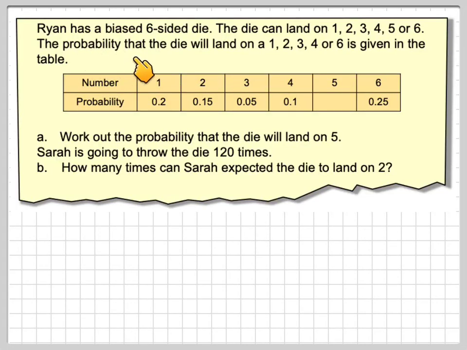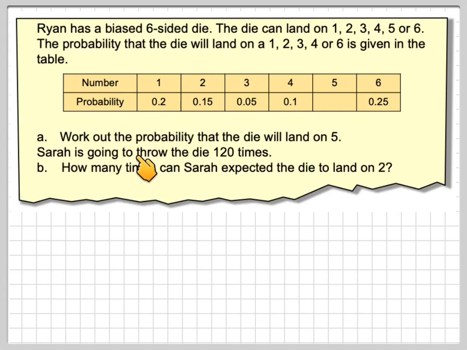Ryan has a biased 6-sided die. The die can land on a 1, 2, 3, 4, 5 or 6. The probability that the die will land on a 1, 2, 3, 4 or 6 is given by this table. So this is called a probability table, but we've got one missing here.